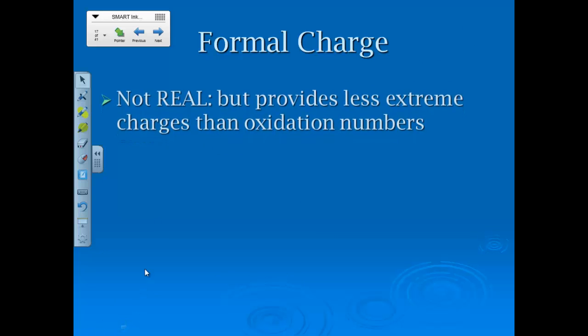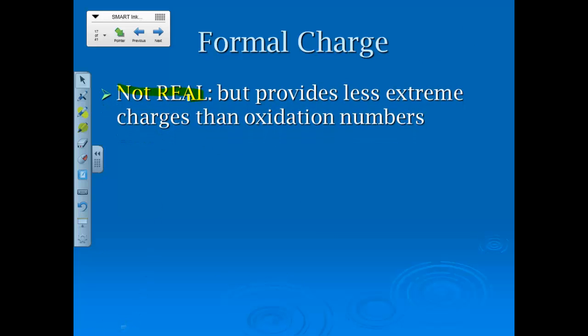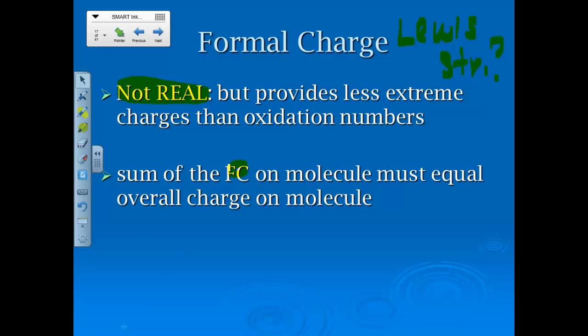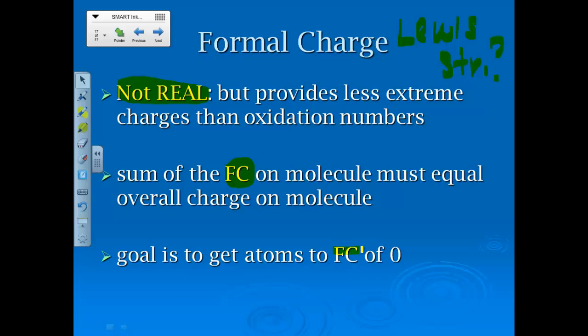All right. So remember, this is not real, but it provides less extreme charges than oxidation numbers, and the whole goal is to figure out which Lewis structure we're going to need. Now, the sum of the formal charges on the molecule must equal the overall charge on the molecule. And the goal is to get atoms to a formal charge of 0. That is the ultimate goal, and this is how we're going to pick which Lewis structure: which one gets us closer to 0.